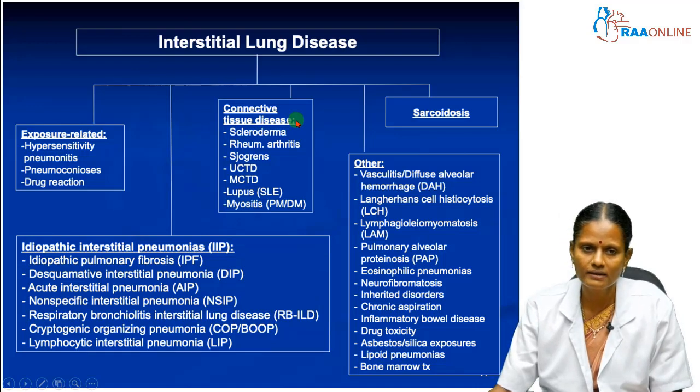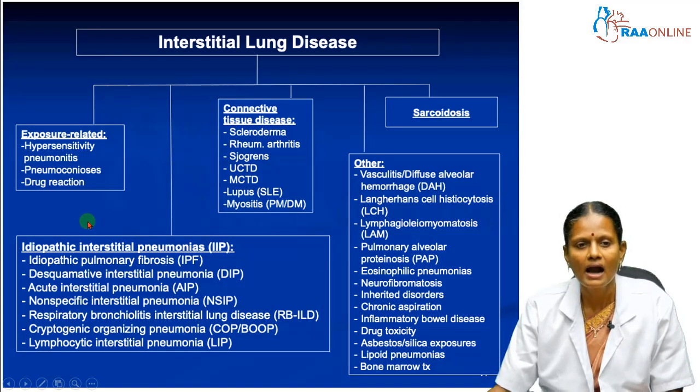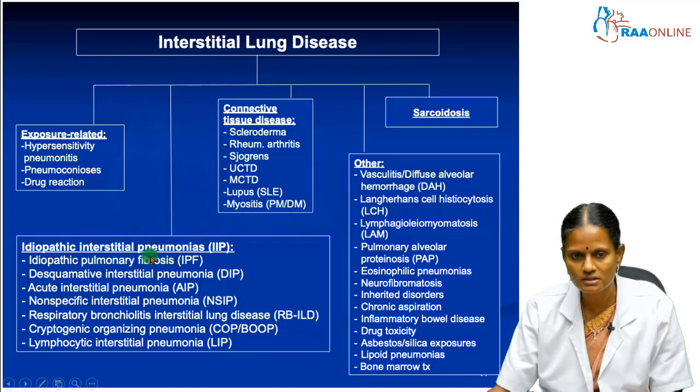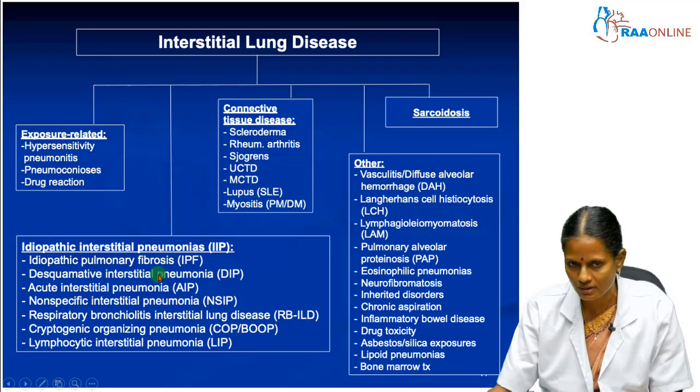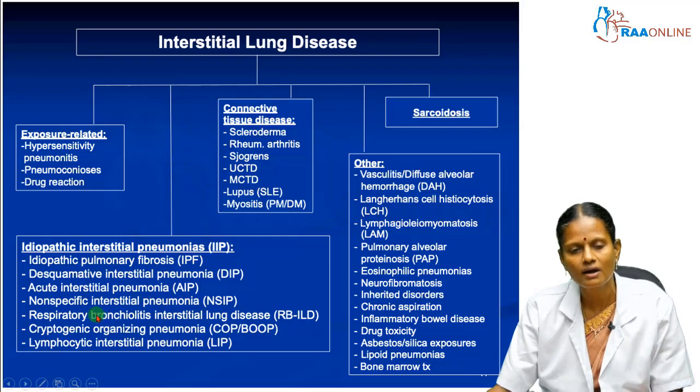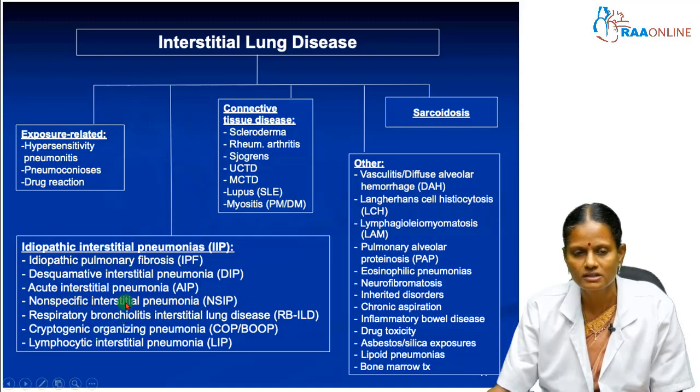So the classification of interstitial lung diseases can be idiopathic, which is the commonest cause. We classify them as idiopathic interstitial pneumonias, which can be idiopathic pulmonary fibrosis, otherwise known as usual interstitial pneumonia, desquamative interstitial pneumonia, acute interstitial pneumonia, non-specific interstitial pneumonia, respiratory bronchiolitis interstitial lung disease, cryptogenic organizing pneumonia, otherwise known as bronchiolitis obliterans, and lymphocytic interstitial pneumonia. These form a major chunk of the interstitial lung diseases.